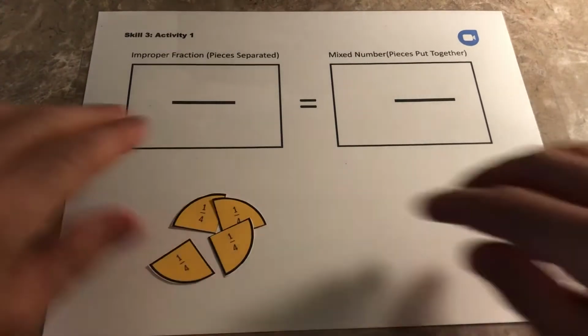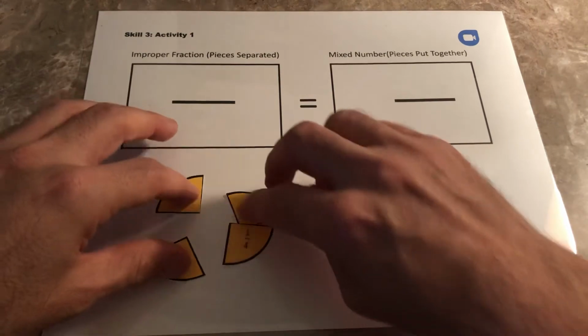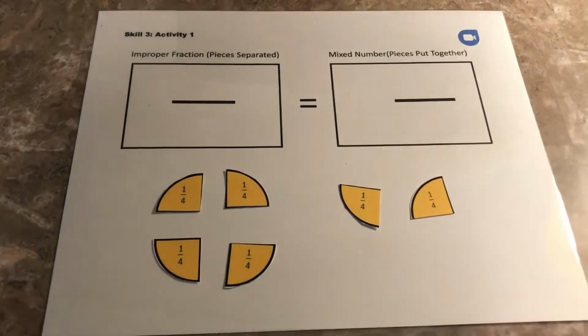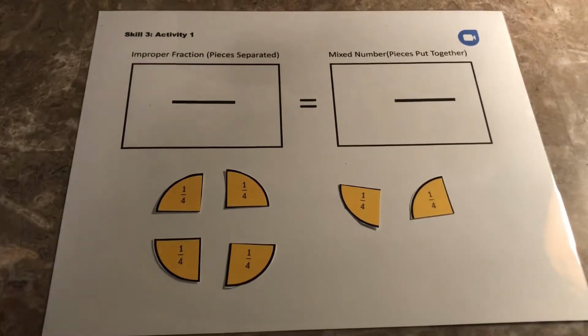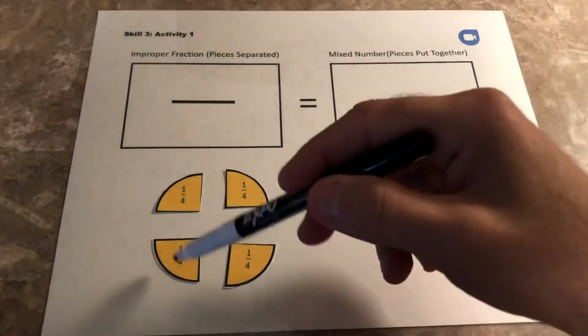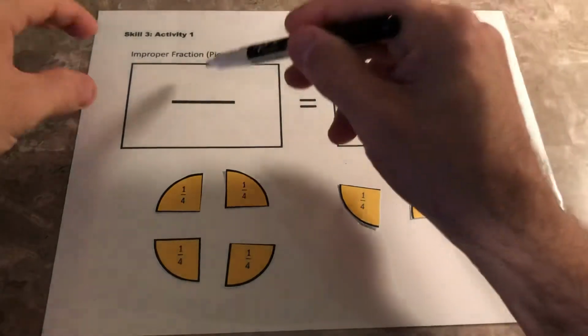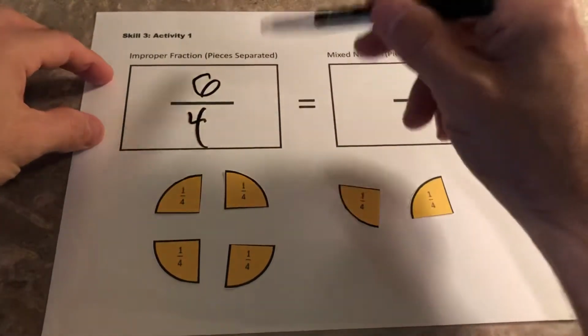So again, I'm going to have fourths, and I'm going to have these fourths broken into pieces like this. We're going to say, all right, these pieces are broken apart, and so we're going to figure out what our improper fraction is, right? Because these are standalone pieces. So we have 1/4, 2/4, 3/4, 4/4, 5/4. We have 6/4, right? Pieces separated.